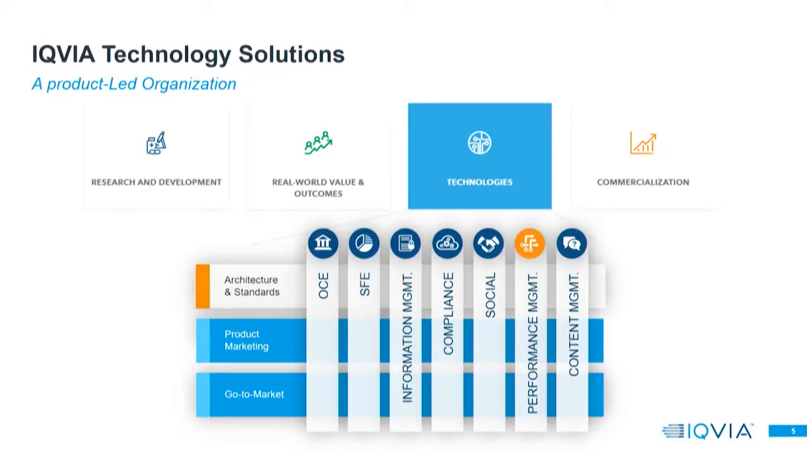So IQVIA is a big company with 4 main global business units, and Stefan and I are part of the technology global business unit, which provides products and solutions, meaning multiple products working together, to our clients. We have 7 product pillars, each building and delivering one or several products to customers. And we have some cross teams that provide services to these different pillars. So it's really a product-led organization.